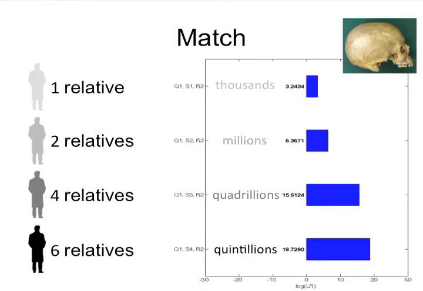So all in all, no matter the number of relatives you use, you are able to link the human remains to the missing person, and you're able to provide closure to the families.